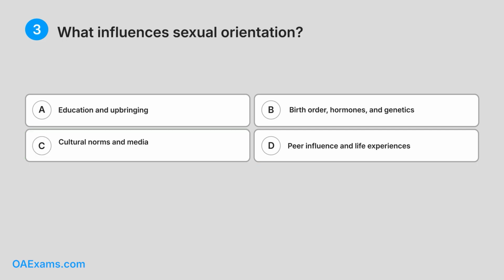3. What influences sexual orientation? A. Education and upbringing. B. Birth order, hormones and genetics. C. Cultural norms and media. D. Peer influence and life experiences. What do you think is the answer?